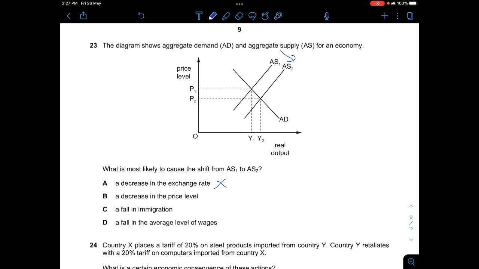B says a decrease in the price level. That is the consequence, so this is not correct. C says a fall in immigration, which is wrong, because if there's a fall in immigration, there will be a fall in net output because we have fewer workers. And D says a fall in the average level of wages, which is correct, because if there's a fall in the average level of wages, the company doesn't have to pay that much money to its workers, so they can produce more of that particular good, and the COP decreases. So I say D.